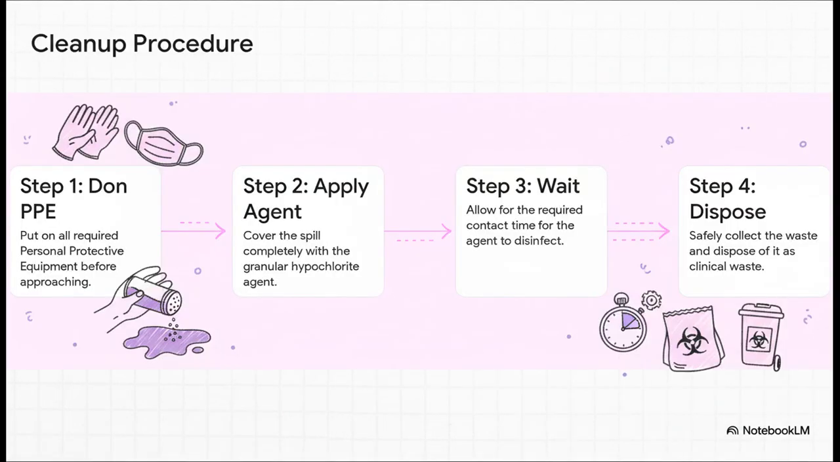The procedure really boils down to 4 key steps. 1. Get that PPE on. 2. Apply the granular hypochlorite, making sure you completely cover the spill. 3. And this is a critical step people sometimes rush, you have to allow for the required contact time. Check the manufacturer's instructions. Disinfection isn't instant. It needs time to kill the microorganisms. And finally 4. Once that time is up, you can safely scoop up the solidified waste and dispose of it as clinical waste following your facility's guidelines.